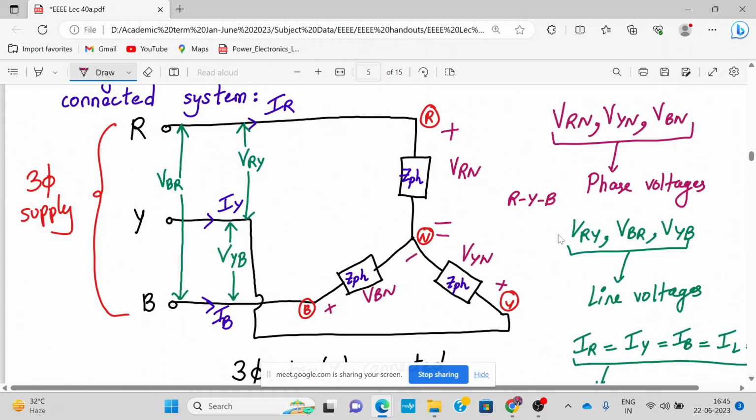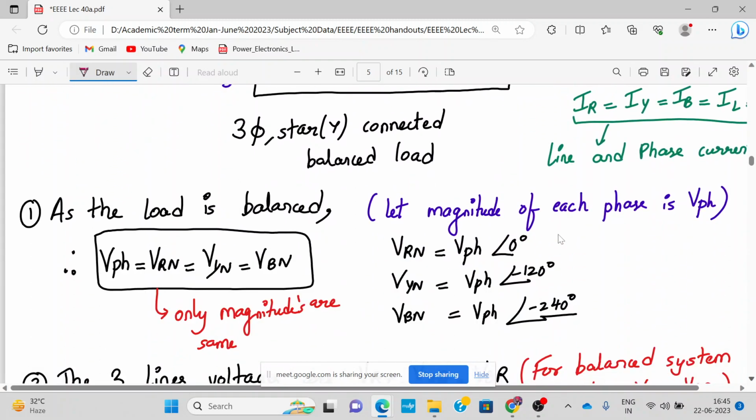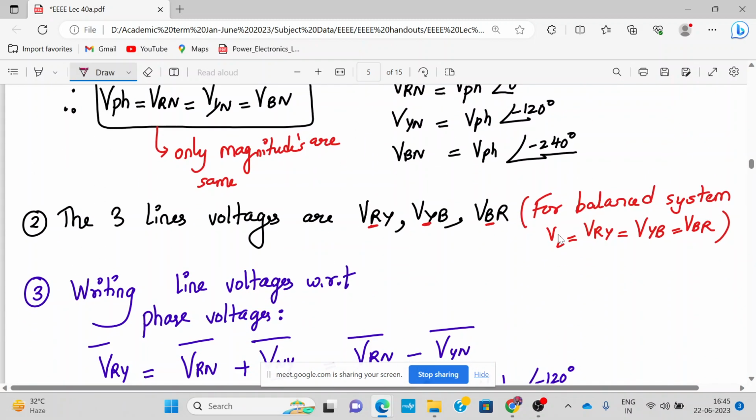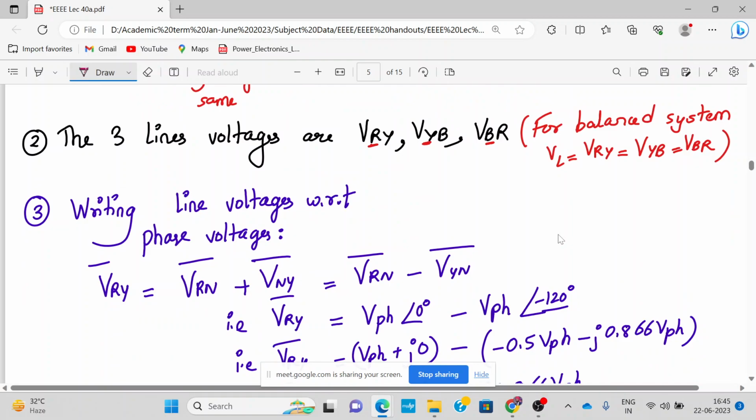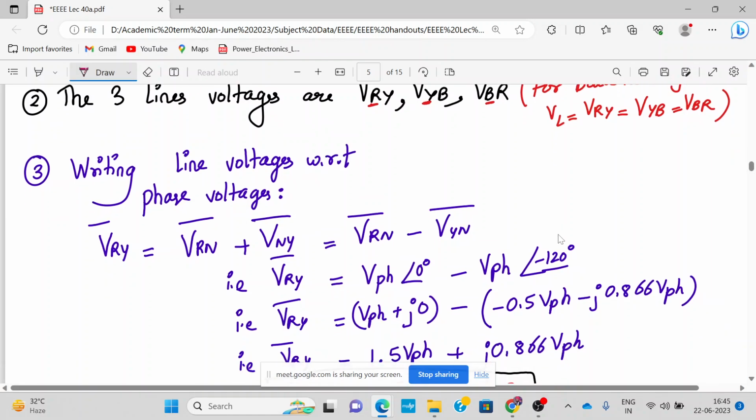So how many phases are there? R, Y, B. So we have VRN, VYN and VBN. We are finding out the line voltages in terms of phase voltages. So how much is VRY in vector form? What is VRY? VRY is VRN plus VNY.